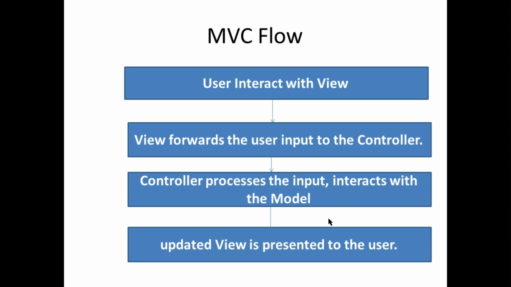Implementing MVC architecture in a Node.js application involves structuring code in a way that separates these concerns, making the code base more modular and easier to maintain. Frameworks like Express.js can facilitate the implementation of the MVC pattern in the Node.js environment.